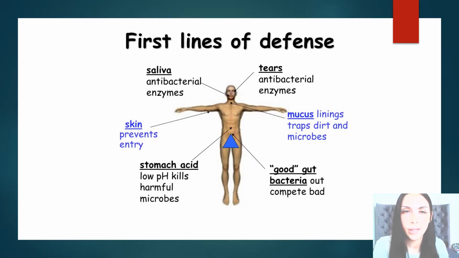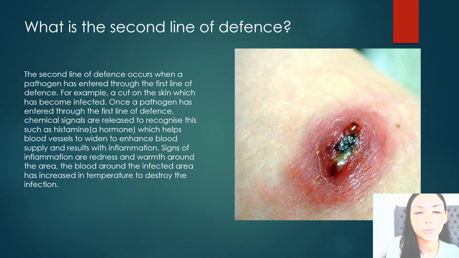So the first lines of defence, here we have 6 examples. We have saliva, which contains antibacterial enzymes. We have the skin, which prevents entry. We have stomach acid, so low pH levels, which kill harmful microbes. We have tears, which carry antibacterial enzymes, the same as saliva. We have mucous linings, which trap dirt and microbes in the esophagus. And we have good gut bacteria that outcompete bad in the stomach.